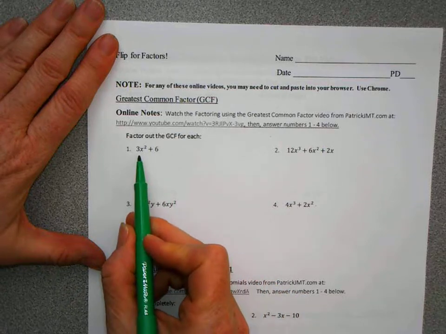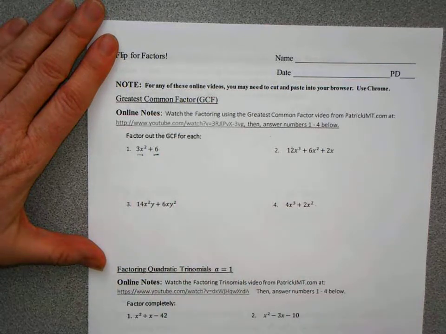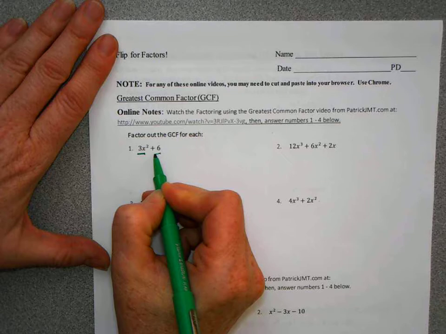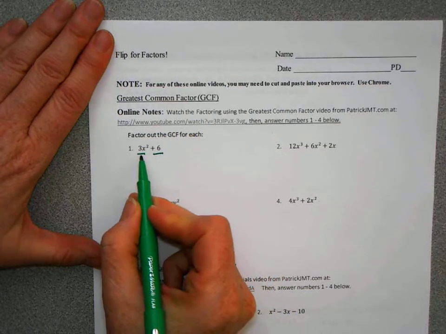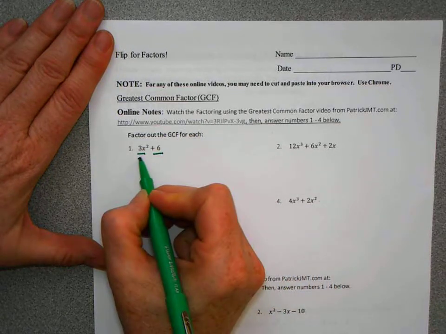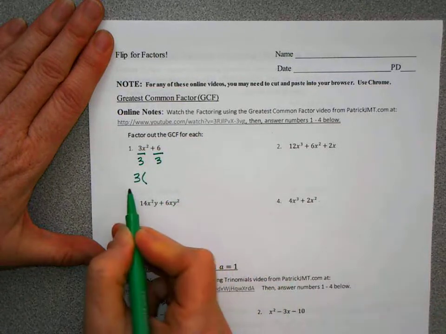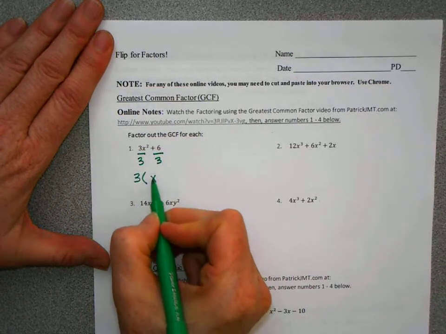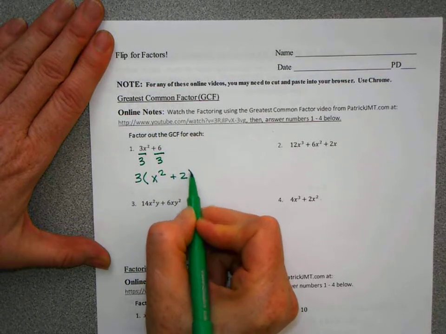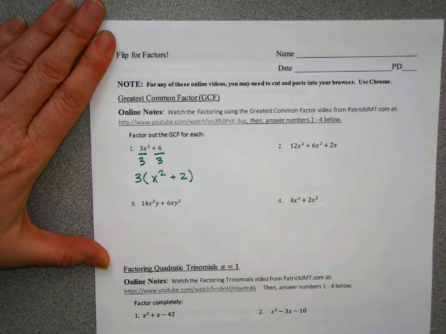Here's a situation: we have two terms. We can take out a greatest common factor. What can be divided into both of these terms? Well, 3 can. So I take out the 3, that's factored. What is left? X squared plus 2. There we have factored that problem.